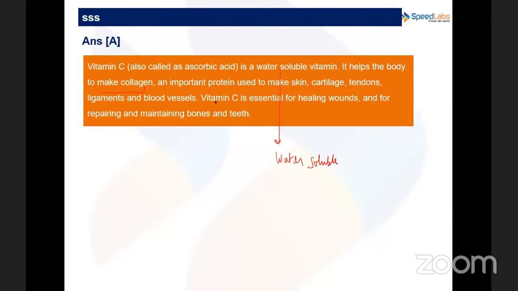So whenever there is a deficiency of vitamin C, the disease which I discussed earlier with you in this class, scurvy, is caused, in which the symptom is bleeding of gums. I hope this question is clear to all of you. This is the easy question I have discussed with you earlier also in this class. So let's move to the next question.